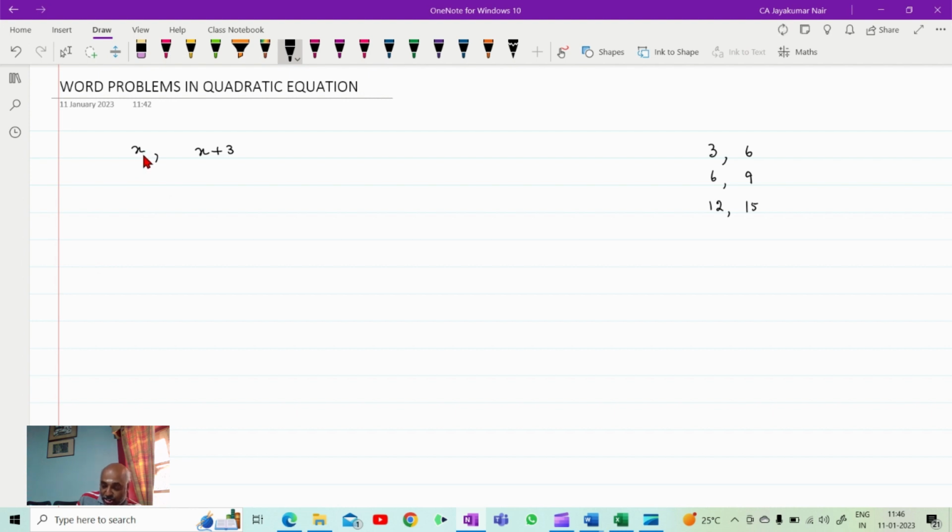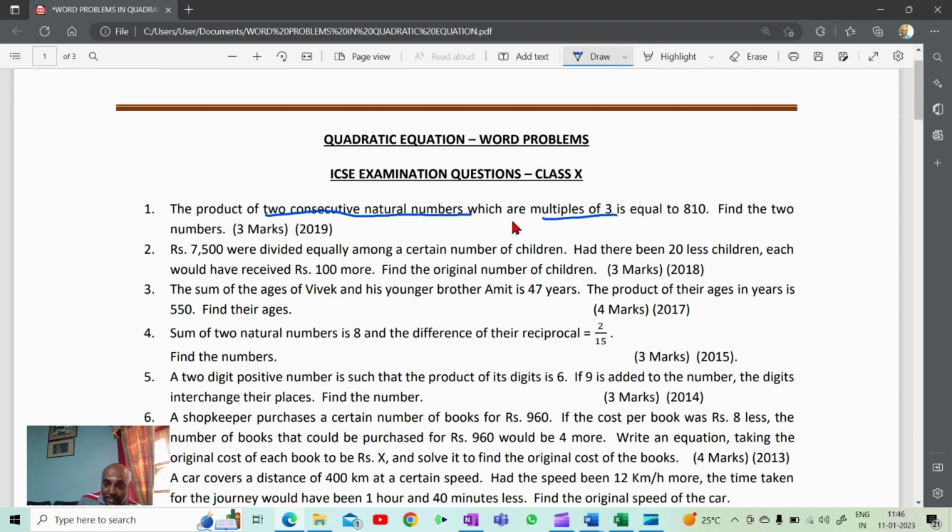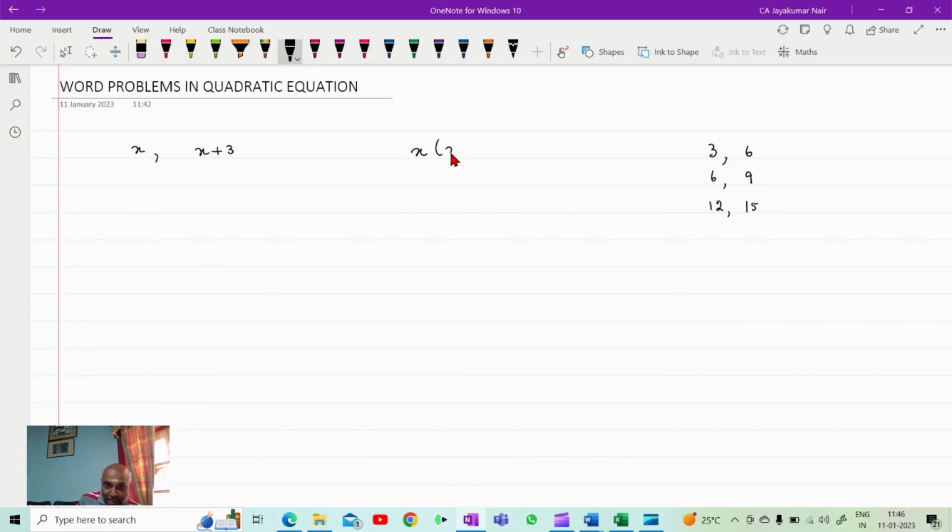So x is the first consecutive number and x plus 3 is the second consecutive number, which are multiples of 3. But the question says that their product should be equal to 810. So when you multiply x and x plus 3, you should get 810. That means, what is the equation? The equation will be x squared plus 3x is equal to 810. x squared plus 3x minus 810 is equal to 0, and you need to solve this equation.